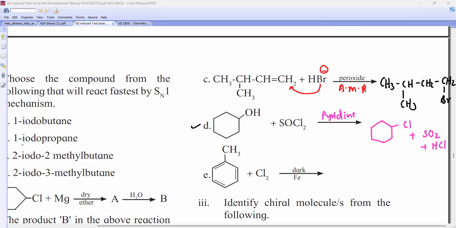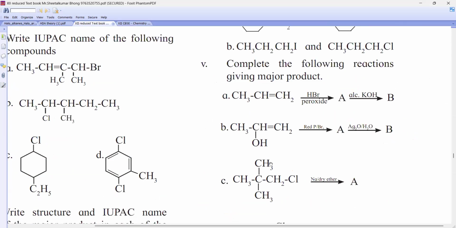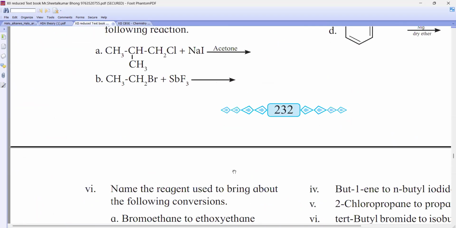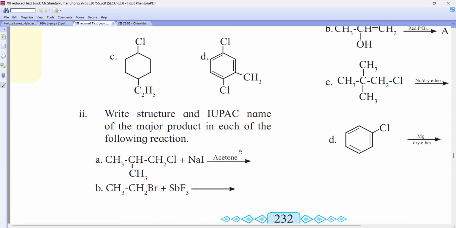Shall I go to the next part? This all I have not taught you. This also not. Okay. Chalo beta. All this we have not taught you, so I'm not going to do that part. Now we are going to do the reaction.